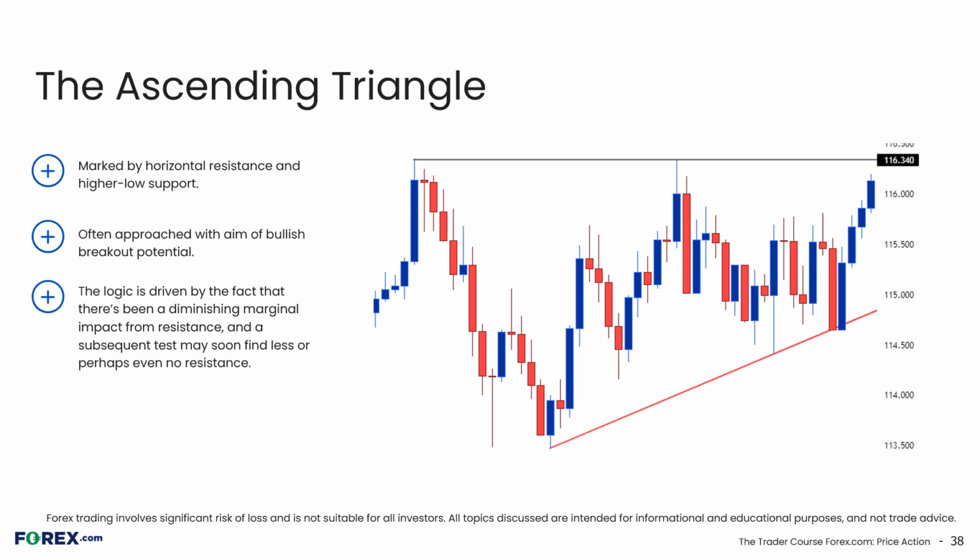The thought here is that each test of resistance has produced a softer response, as bulls are persistently trying to take out the highs. And if bulls can continue to force, well, then eventually there may not be any sellers left to defend that line in the sand of resistance, which could then allow for a bullish breakout to take place. As such, this formation will often be approached with the aim of bullish breakouts, looking for horizontal resistance to be broken as bulls display a greater and greater response to that resistance.